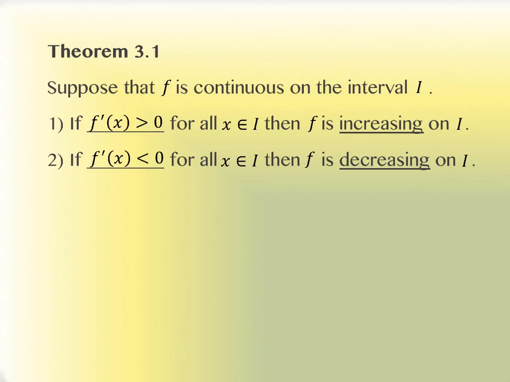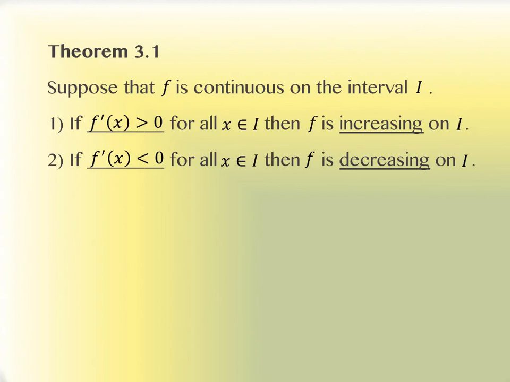The first theorem says that if you have a continuous function, and you have a derivative that's positive, then the graph's increasing. The original function is increasing. And if you have a derivative that's negative, then the original graph is decreasing.